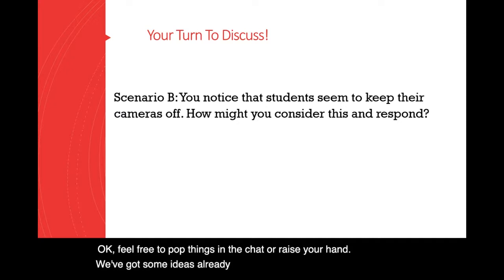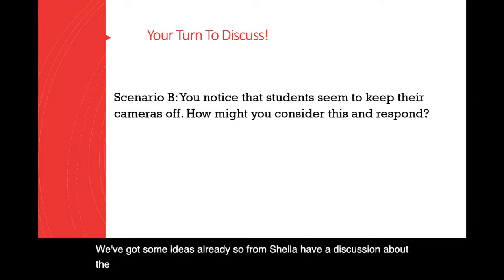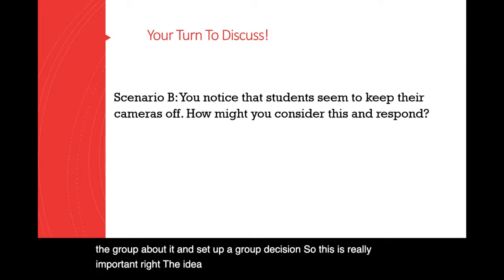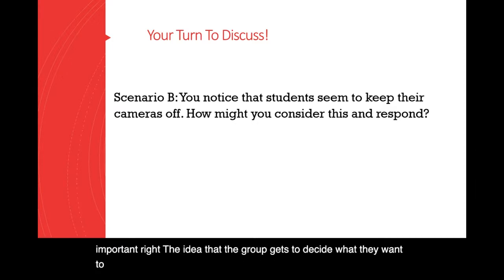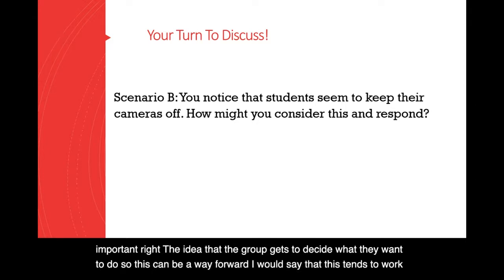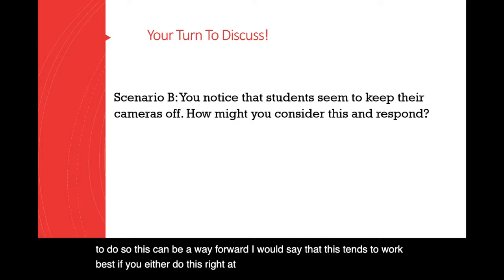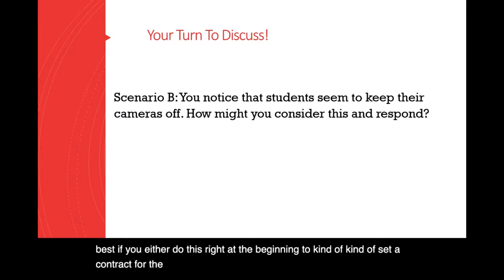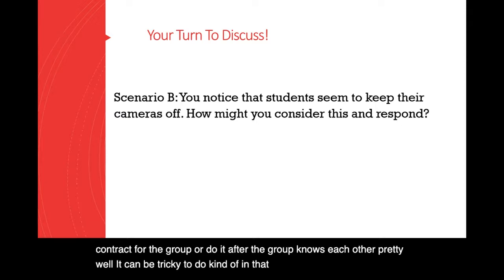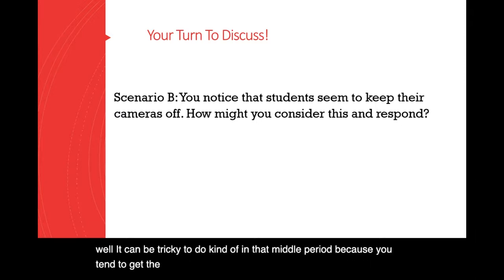So from Sheila, have a discussion about the group about it and set up a group decision. So this is really important, right? The idea that the group gets to decide what they want to do. So this can be a way forward. I would say that this tends to work best if you either do this right at the beginning to kind of set a contract for the group, or do it after the group knows each other pretty well. It can be tricky to do kind of in that middle period because you tend to get the most dominant people speaking up rather than a more even contribution.